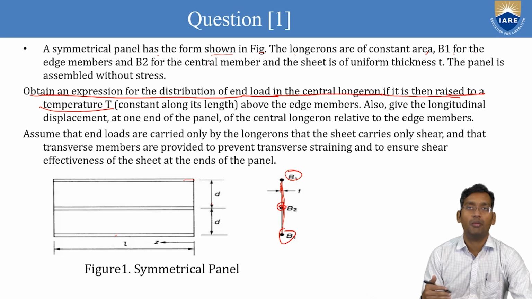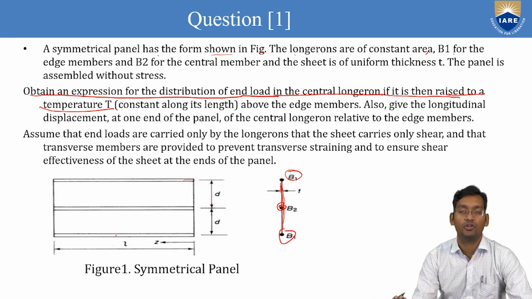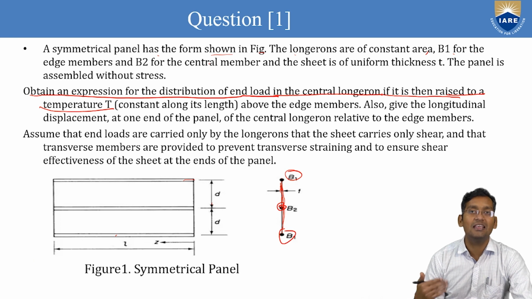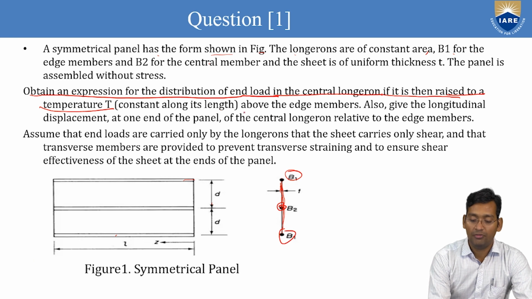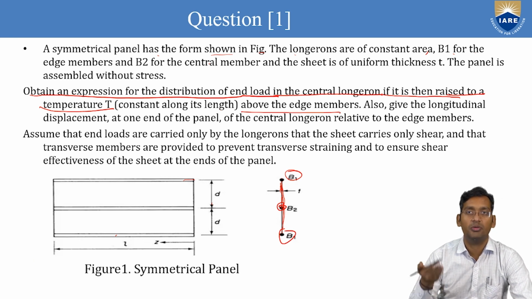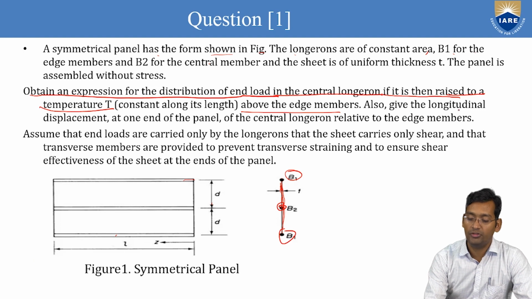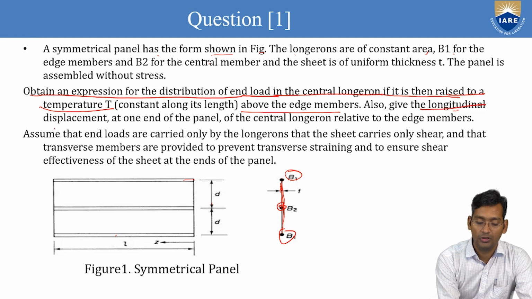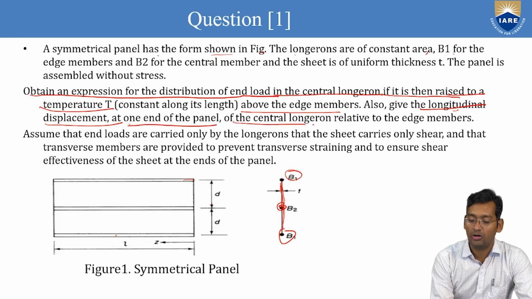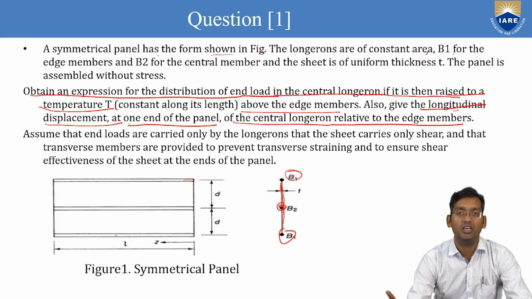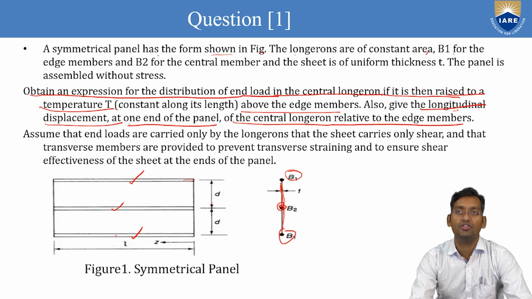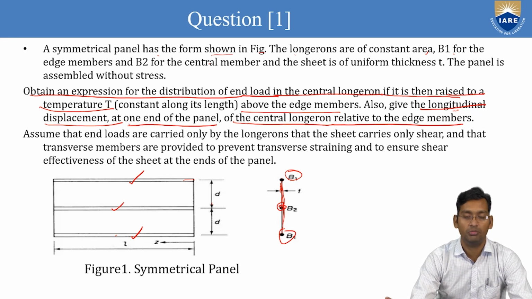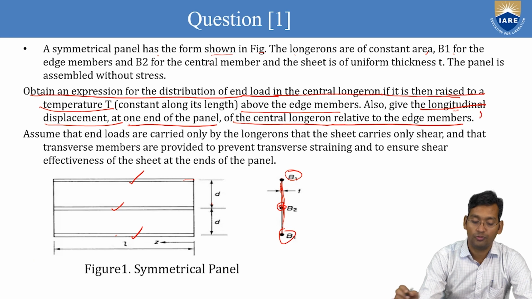Now after assembling, you have to find the distribution of end load when the central longiron is raised by a temperature T, constant along its length, above the edge member. Also give the longitudinal displacement at one end of the panel of the central longiron relative to the edge member. So relative to the edge member, we have to find how much longitudinal displacement there will be for the central longiron. So this is the question.